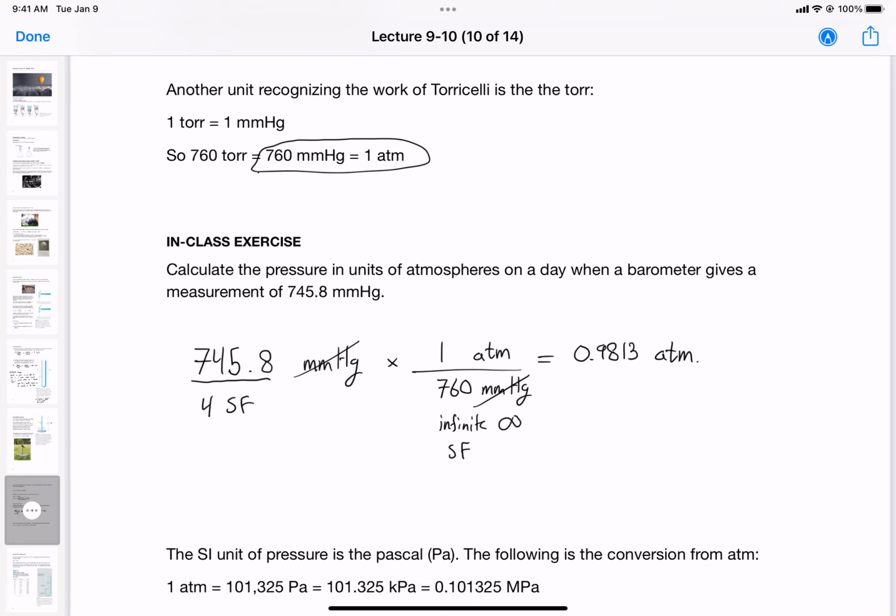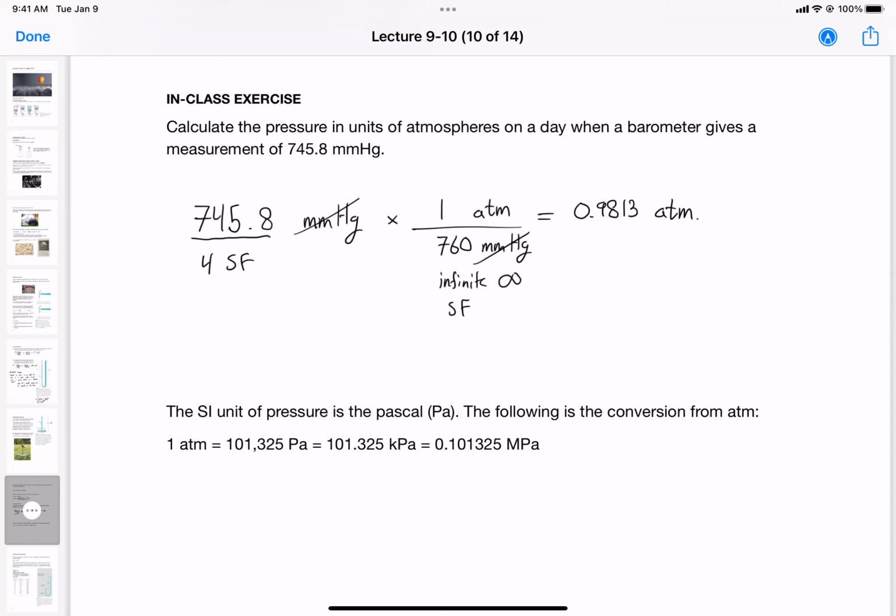So now let's talk about some different units of pressure. There's also pascal, and then millipascal or kilopascal. 1 atm is equal to about 101,325 pascals. If we turn that to kilopascals, we're dividing by 1,000, so that will be 101.325. Or megapascal, which is the prefix for a million of something.